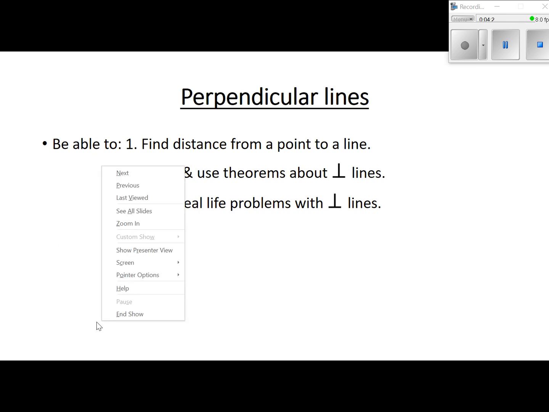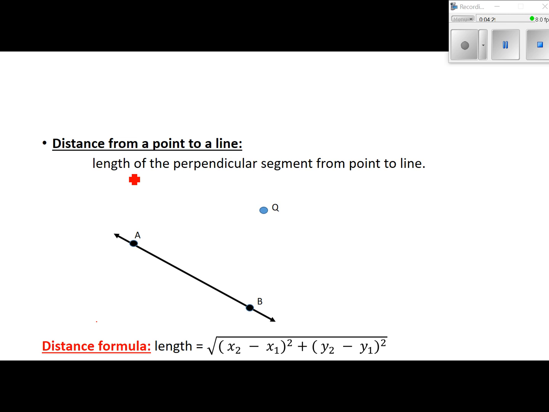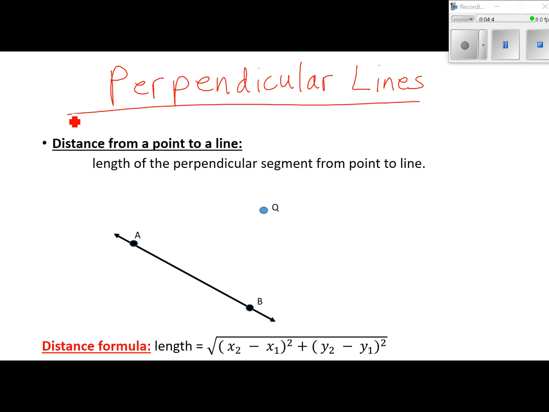Title for today's notes: perpendicular lines. You got 2 papers, and we're going to use both of those papers here in a second. But the first one is the one that's hole punched. It's going to go in your notes. This is the title, Perpendicular Lines. Go ahead and start copying this. Write this down.